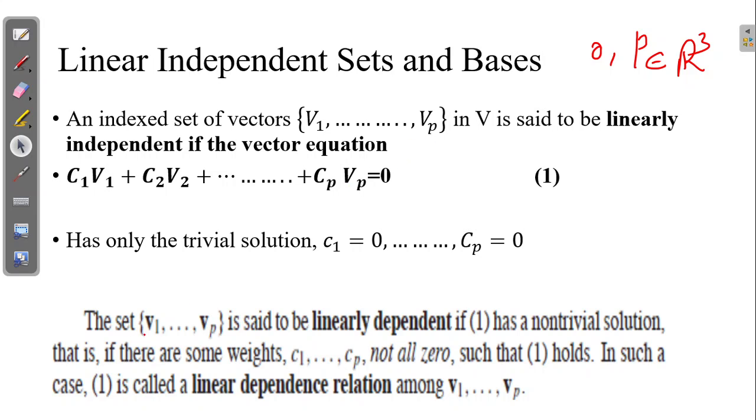Okay, now for the set V1, similarly I am going to define linear dependence, which will be the exactly opposite definition. So the set V1, V2, V3, etc., Vp is said to be linearly dependent if it has a non-trivial solution. Non-trivial solution means non-zero solution.